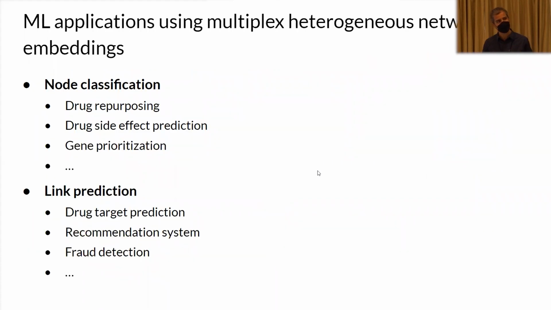Again, when we do machine learning, we can categorize into two main groups: node classification and link prediction. Drug repurposing, drug side effect prediction, and gene prioritization could be some of the examples of node classification. Drug target prediction, recommendation systems, and fraud detection are some of the applications in the literature for link prediction using multiplex heterogeneous networks.